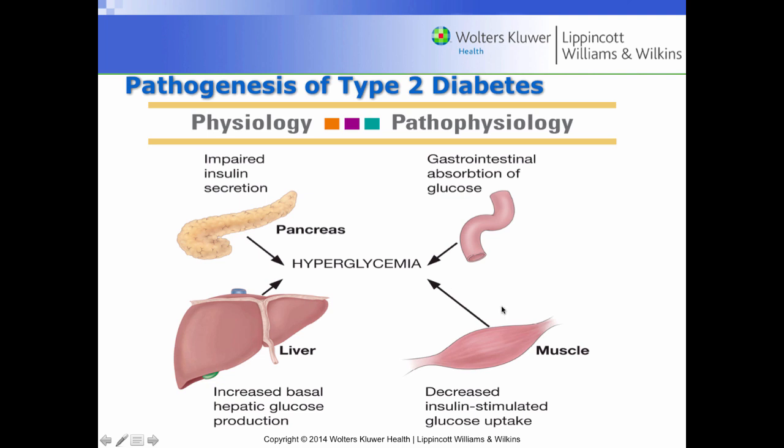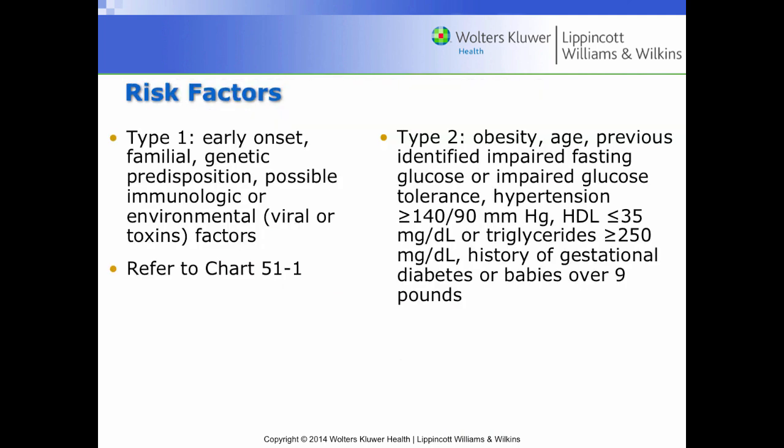But both drugs address this hyperglycemia. Okay. So both types of diabetes are associated with their own risk factors. Type 1 diabetes tends to be early onset, and the risk factors are really more familial and genetic. Okay? So you're going to see type 1 diabetes in the family. You'll see a genetic predisposition. You might even see possible immunologic or environmental triggers.